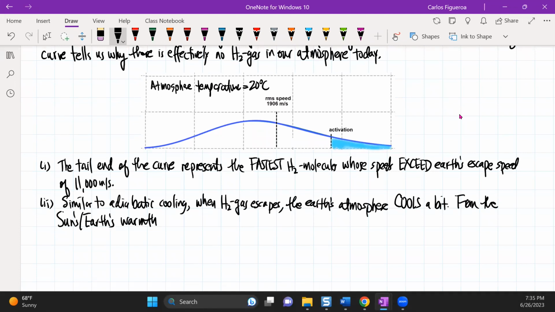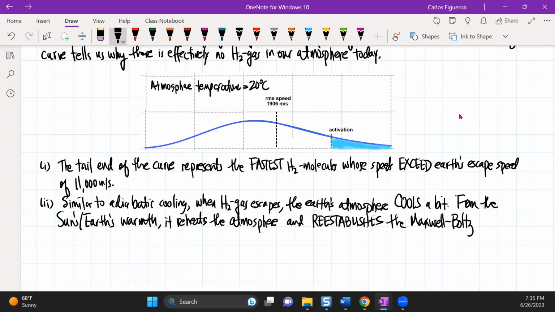We're really talking about radiation here. It reheats the atmosphere and, I guess this is the way you spell reestablish, reestablishes the Maxwell-Boltzmann curve.